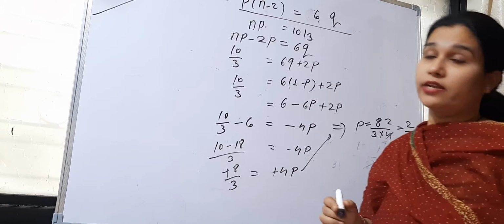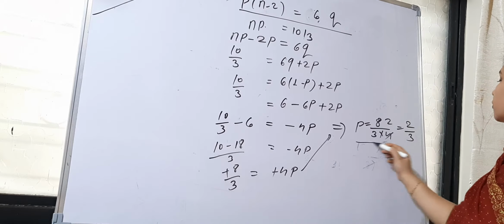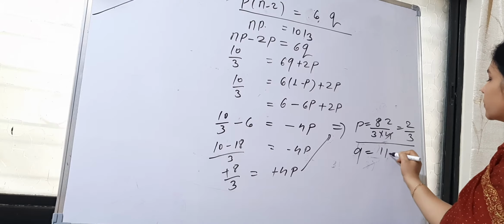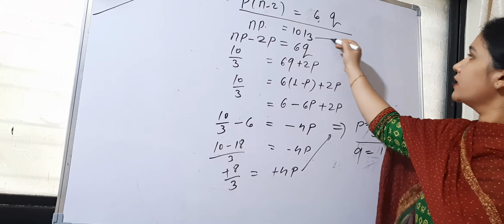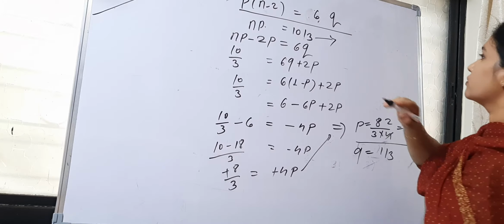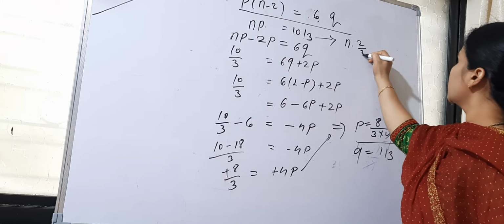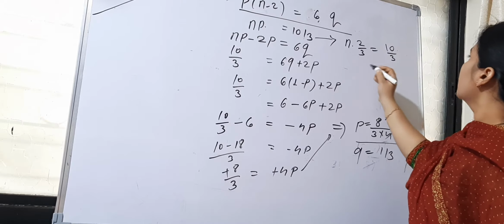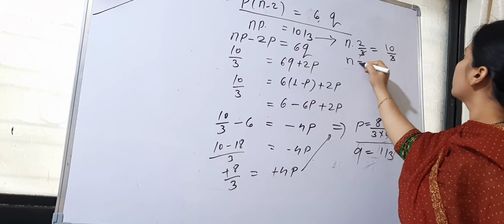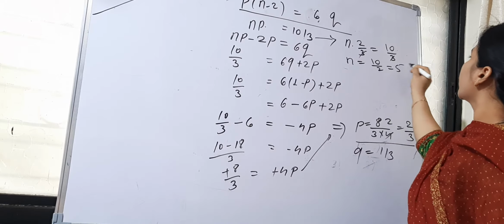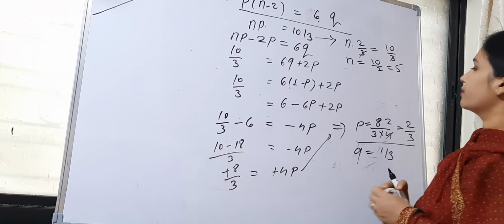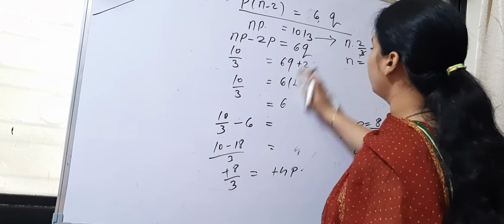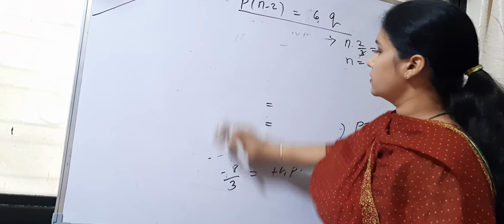See how lengthy these questions are. The value of p is 2 by 3. Value of q is 1 by 3. Now use this equation n into p. Here put the p value. So n into 2 by 3 is 10 by 3. 3 gets cancelled. What is the value of n? 10 by 2. Value of n is 5. Now we will solve this question further.